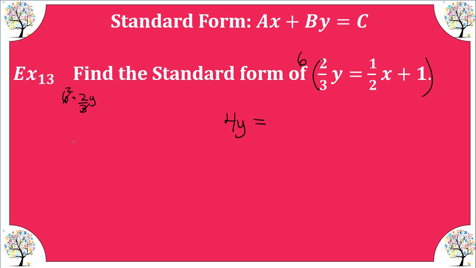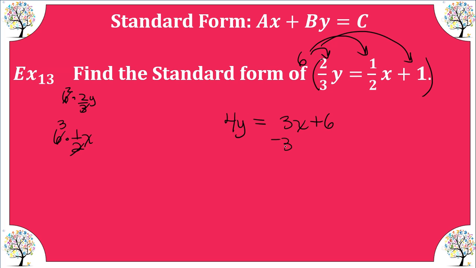Then we have 1/2, so we have 6 times 1/2 x, and 2 goes into 6, 3, and 3 times 1x is 3x plus 6. So make sure you distribute the 6 to every term, making an equivalent equation.